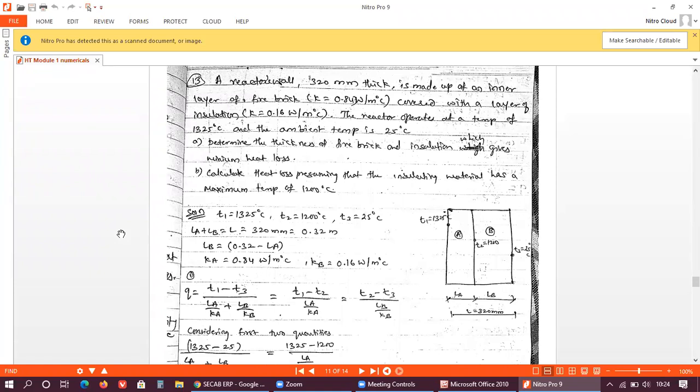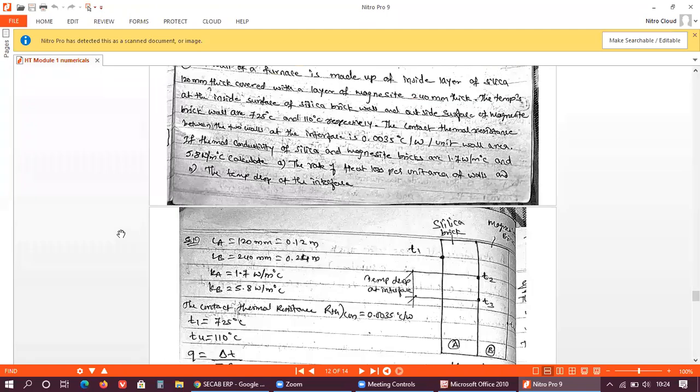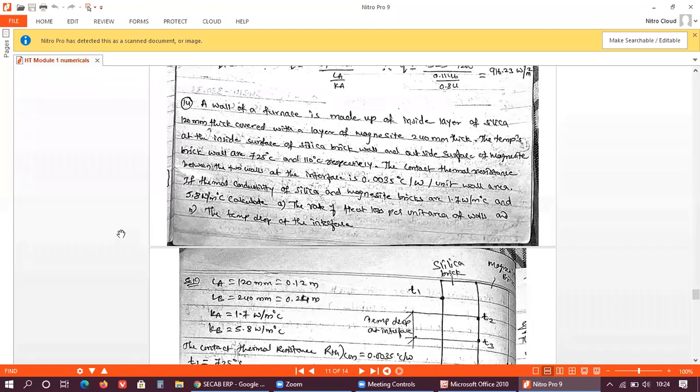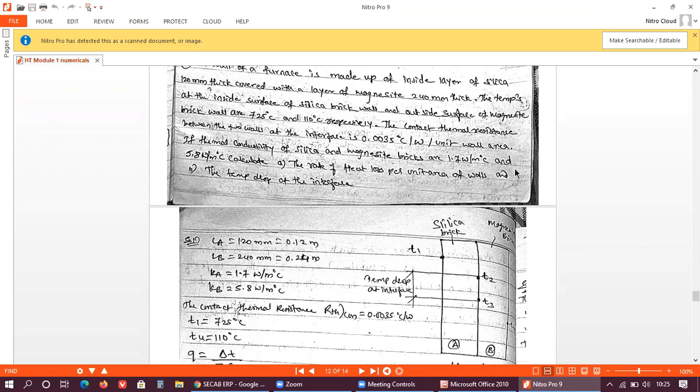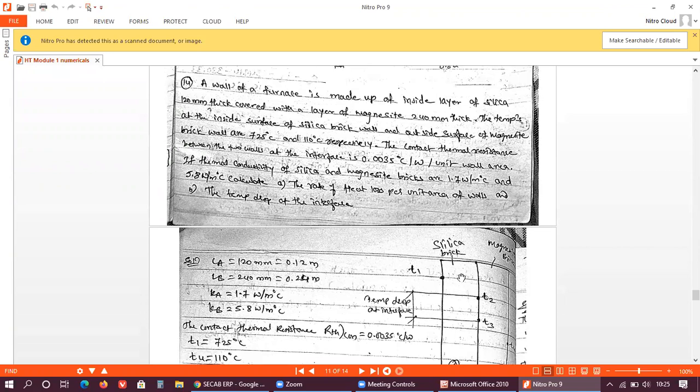Okay, now we will go with one more problem. So this is problem number 14. Okay, so the statement is something like this: the wall of a furnace is made up of an inner layer of silica, right? So as you can see here, I tried to draw the diagram for this. एक छोटा सा diagram draw किया हूँ. So here, the wall of the furnace. So again it is a furnace. So furnace का inner layer, the inside layer is made up of silica, 120 mm thick.